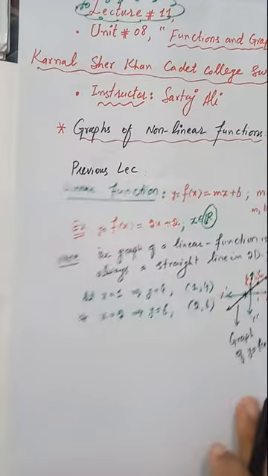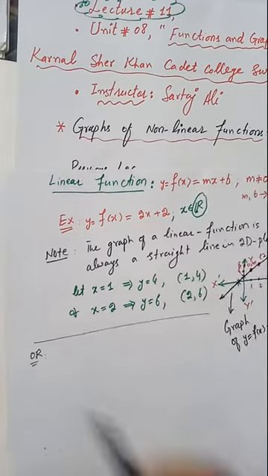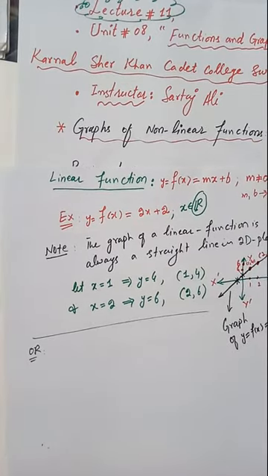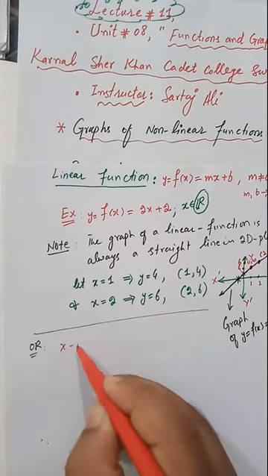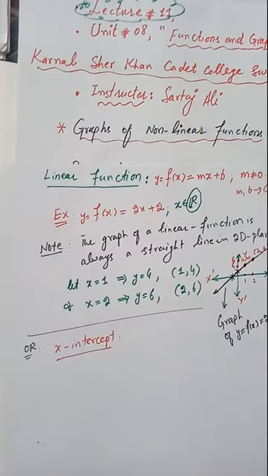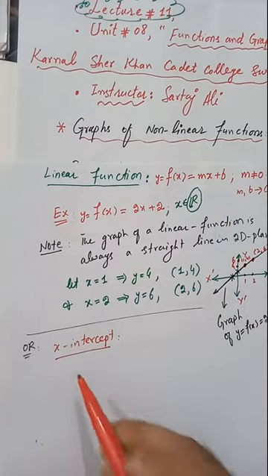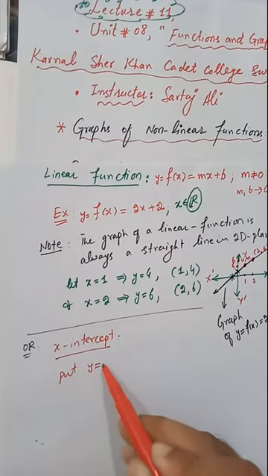So another method is to find the x-intercept and y-intercept. The x-intercept means the point at which the graph of the given linear function, meaning a straight line, passes through the x-axis. At that point the y coordinate must be 0, because this is a horizontal line. So for the x-intercept, put y equal to 0 in the given function.